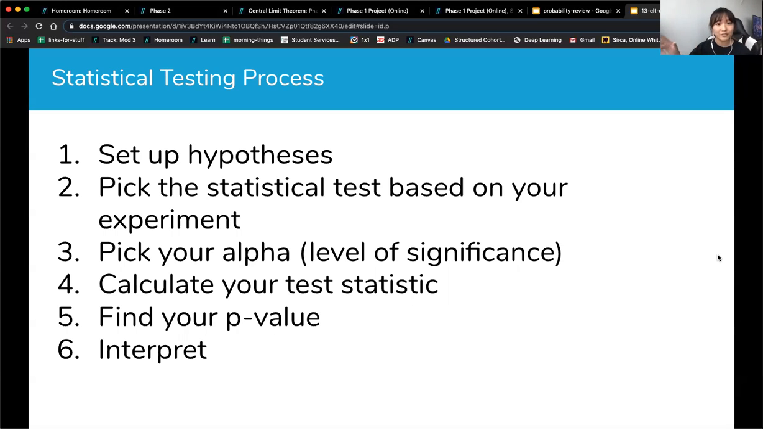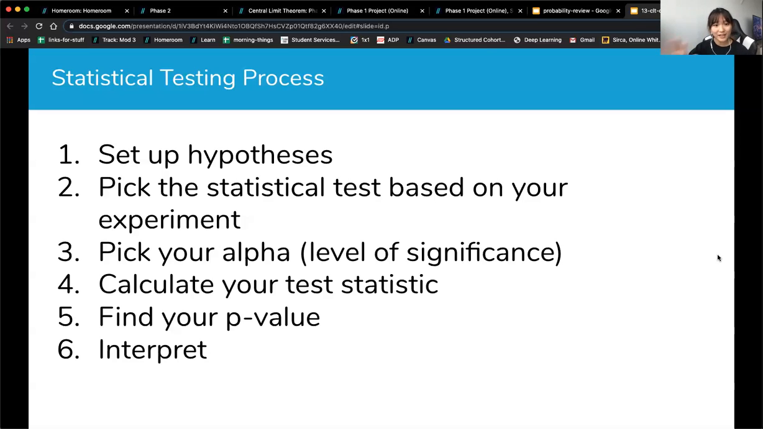Next, you have to pick your alpha. And in the next couple of slides, I'll explain what that alpha is. We're going to calculate a test statistic. The test statistic, in this case, is what our z-score was. A test statistic is something that you have to calculate in every statistical test that you do to determine whether your hypothesis is rejected or not rejected.